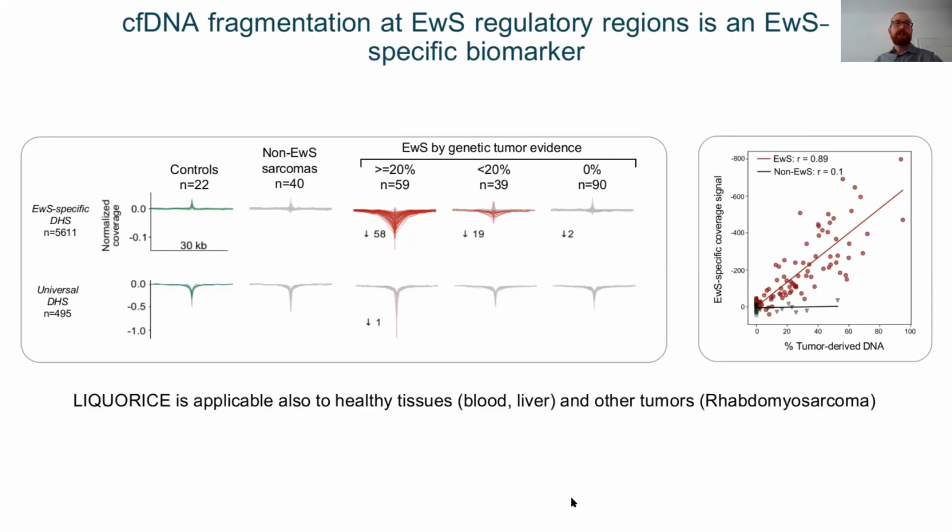I would like to mention that LIQUORICE is applicable also to healthy tissues, such as blood or liver, and we have successfully applied it also to a small number of samples from other tumors, such as rhabdomyosarcoma samples, which points out that LIQUORICE is really more broadly useful than only applying it to Ewing sarcoma.